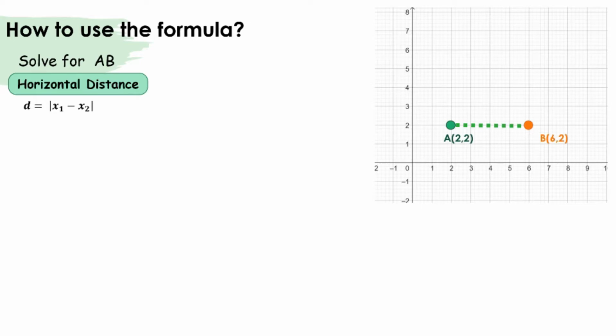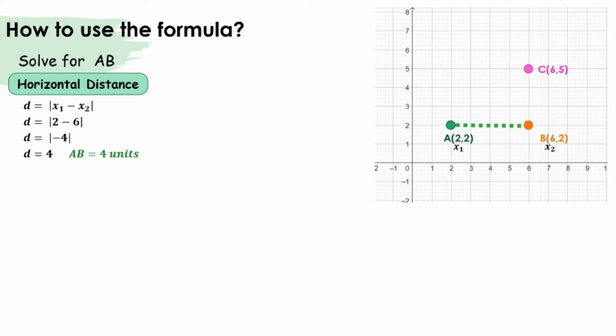Since on our formula, we need x sub 1 and x sub 2, we're going to assign our x coordinates on our points as x sub 1 and x sub 2. So therefore, we will have 2 as x sub 1 and 6 as our x sub 2. Then we're going to replace x sub 1 and x sub 2 with the values that we assigned. So we will have this equal to absolute value of 2 minus 6. Then we will have this equal to absolute value of negative 4, which is positive 4. So therefore, AB is equal to 4 units.